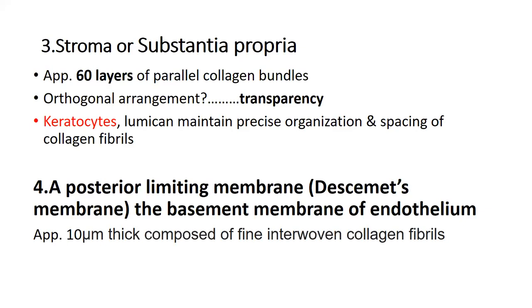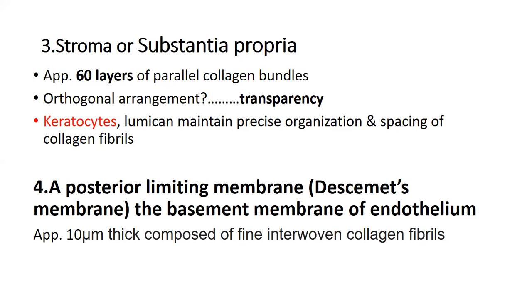At the intersection point on light microscopy, we see parallel fibers, but actually they are at right angles to each other. So this orthogonal arrangement is very important for the transparency of the cornea. This arrangement gives the cornea a transparent appearance. Next, what are the other components of the substantia propria? Keratocytes. Keratocytes are basically fibroblast-like cells that produce collagen. There is also ground substance made up of lumican that maintains the size, organization, and spacing of collagen fibrils here. And there are other components such as keratan sulfate and chondroitin sulfate.